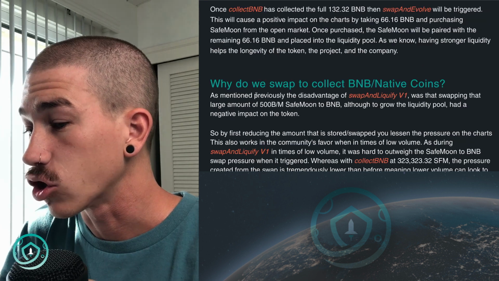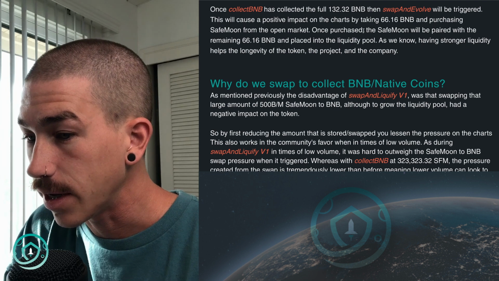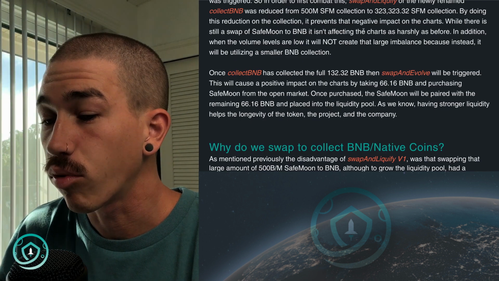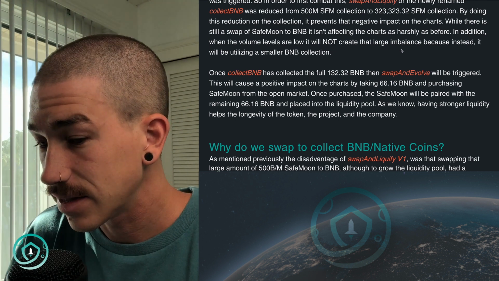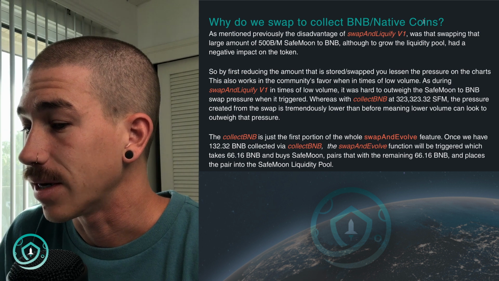As we know, having stronger liquidity helps the longevity of the token, the project, and the company. So basically they're using smaller numbers to do something very similar so that the price is impacted less when they move funds around. Why do we swap to collect BNB native coins?